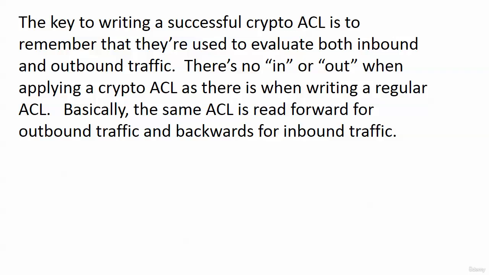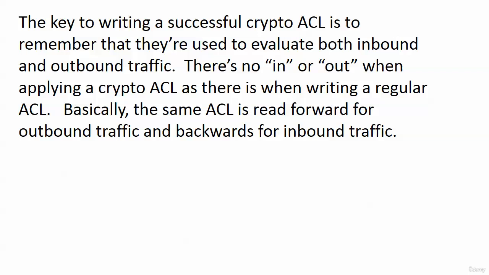So remember what you've got to do with the access group command. You've got IP access group and then the number, and then you have to say in or out. That's when you're applying an ACL to an interface to filter traffic. But as you'll see when we continue our lab, when you're applying it as part of a crypto map, there's actually not going to be in or out, because basically what happens is the same ACL is read forward for outbound traffic and backwards for inbound traffic.